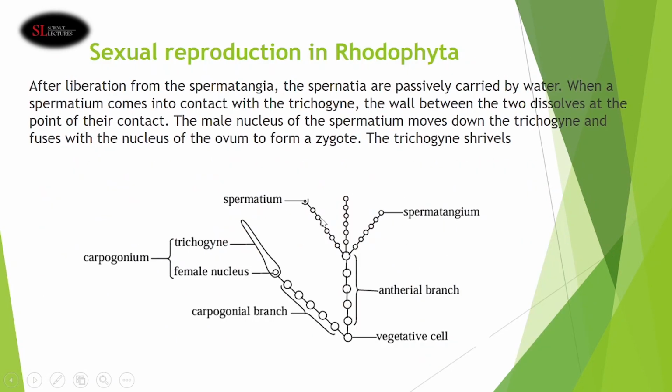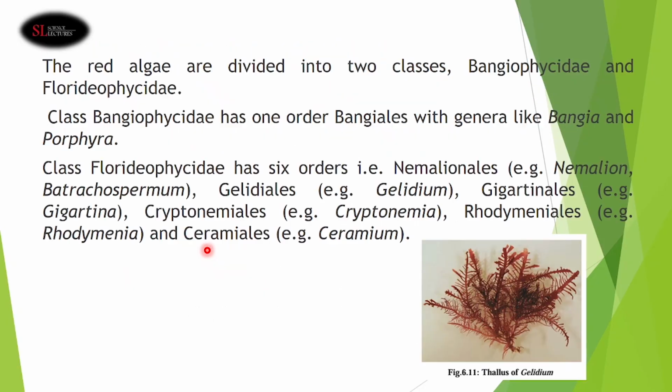Yes. So we said the male reproductive gametes are called the spermatium. The spermatium are produced within the spermatangium, yes, they are produced within the spermatangium here. Then the female reproductive structure is the egg, located within the carpogonium, and the carpogonium has an elongated neck called the trichogyne. So we go back.